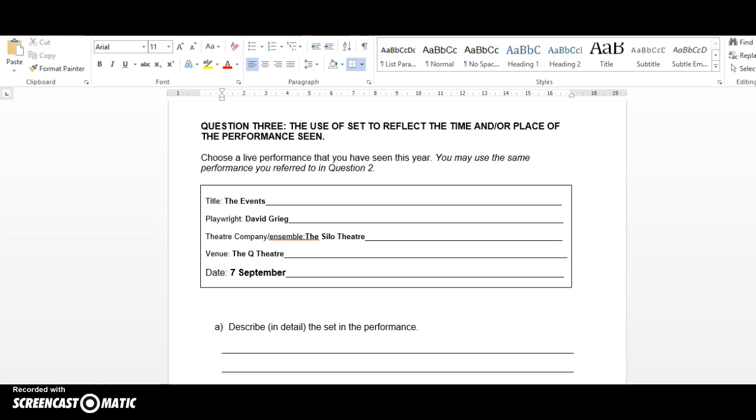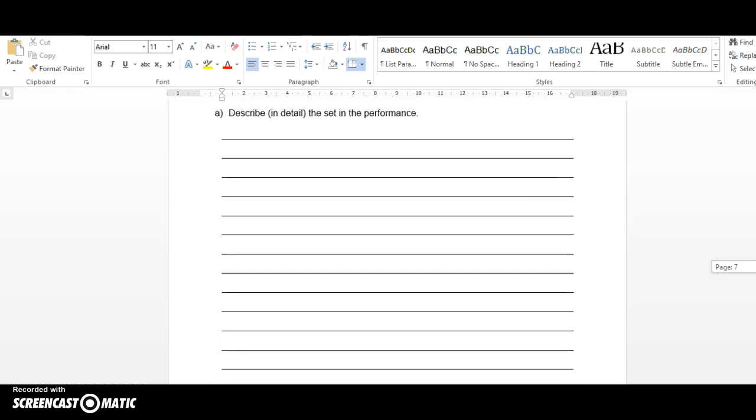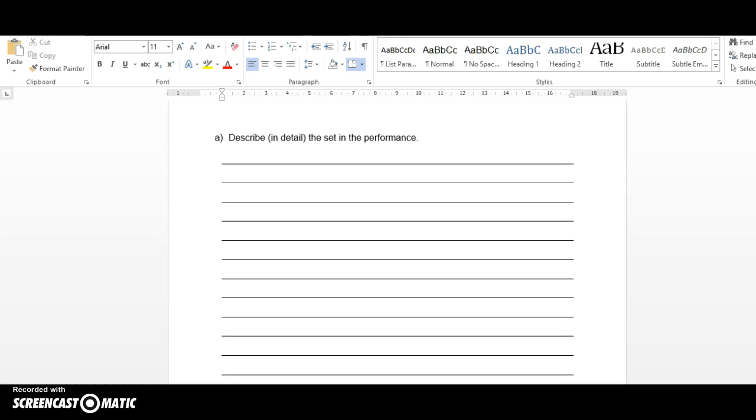So it was called The Events. It was written by a man called David Grieg. It was presented by the Silo Theatre, but we saw it at the Cuse Theatre on the 7th of September. Now, the first thing it wants you to do is to describe in detail the set in the performance. Now, the set was very much static. It didn't change much. We'll have a look at the picture here.